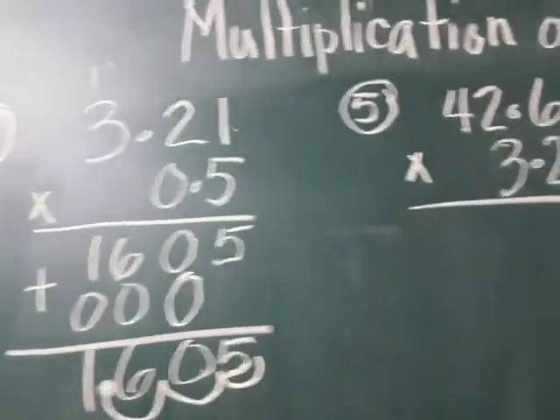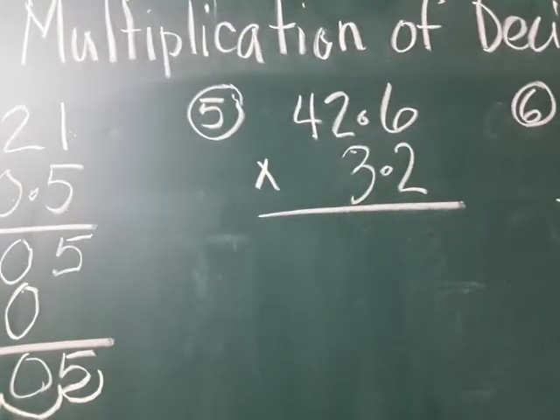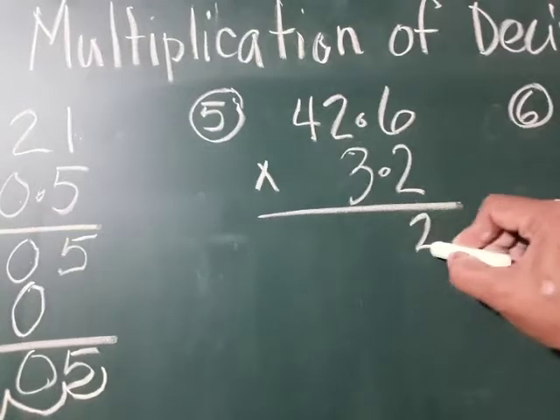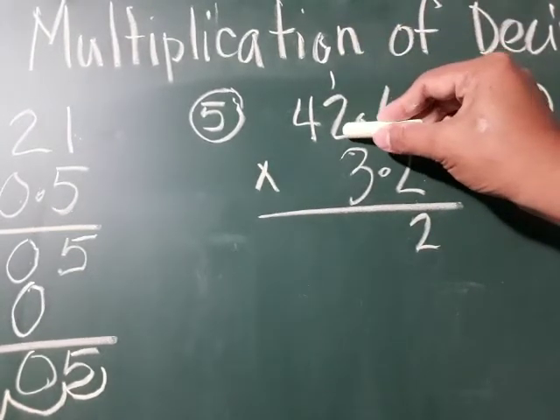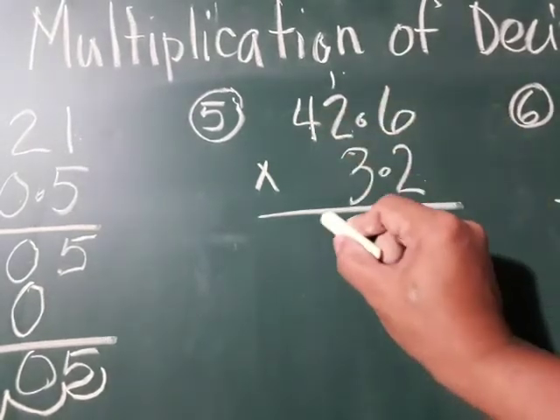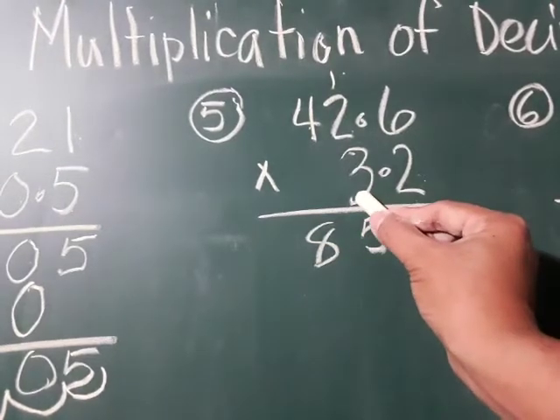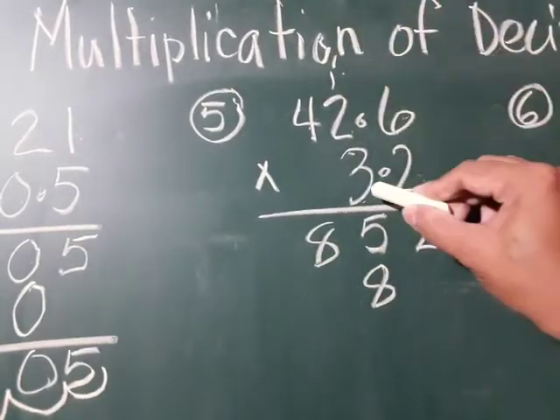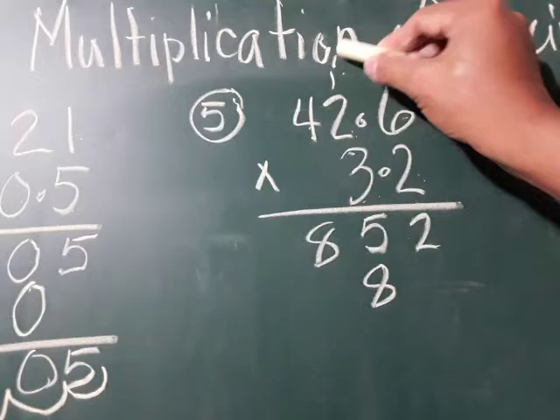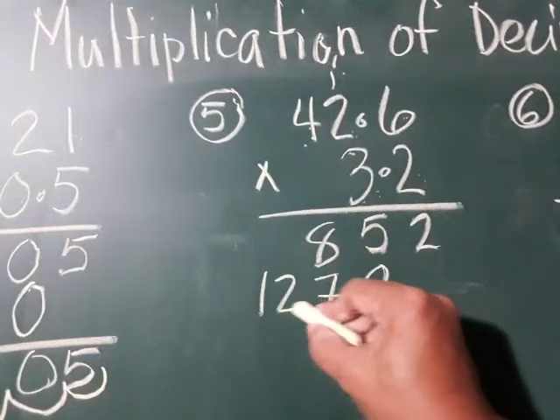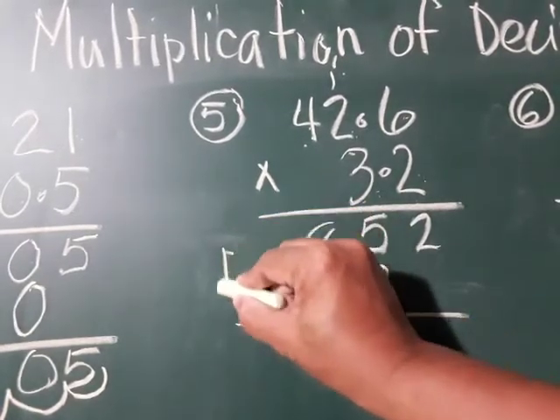Okay. Next, we have example number 5. We have here 42.6 times 3.2. Okay, the same step. 2 times 6, 12. Carry 1. 2 times 2, 4. Plus 1, 5. 2 times 4, 8. Next, this number, 3 times 6, 18. Carry 1. 3 times 2, 6. Plus 1, 7. And then 3 times 4 is equal to 12. Put a line and then add.